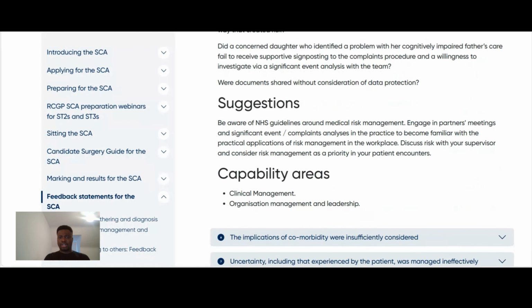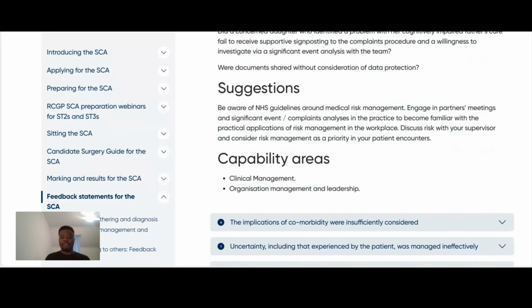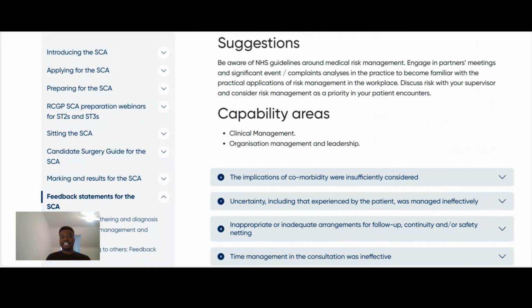So what the college suggests is to be aware of NHS guidelines when it comes to risk management, to always seek, when possible and appropriate, relatives, partners meeting, and to use significant event analysis or complaint events in the practice, such that one becomes very familiar with managing risk, and then any risk you're taking, to discuss them with your supervisor, such that taking these decisions become part and parcel of you, and you already know how to mitigate against them.